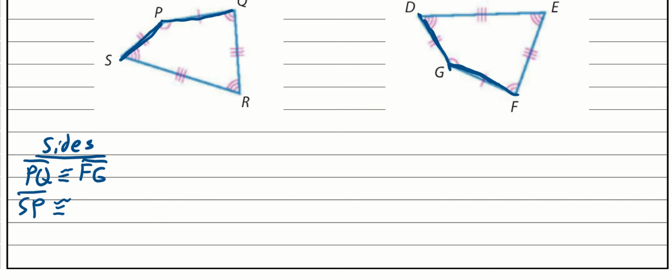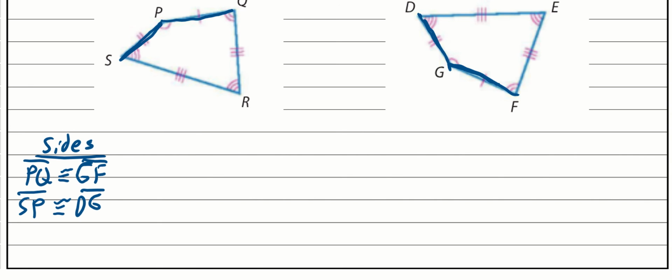So notice in actually the first example, we had this here, and I actually want to switch this up here. I'm going to change this to GF. Okay, we notice SP would be congruent to DG. Trying to make sure that all of our points line up correctly. Okay, and then we continue here.